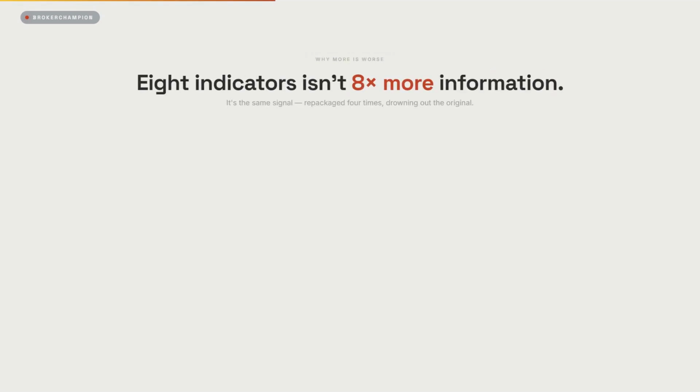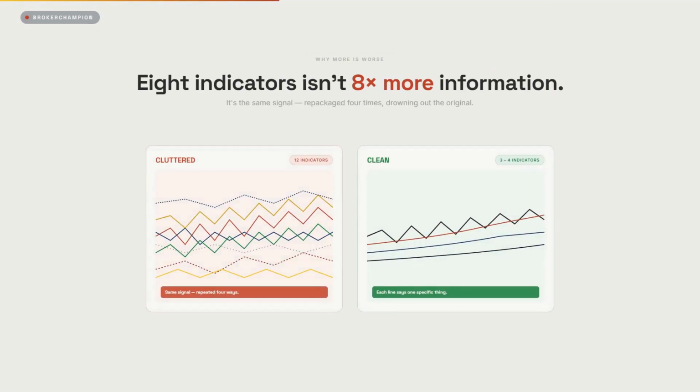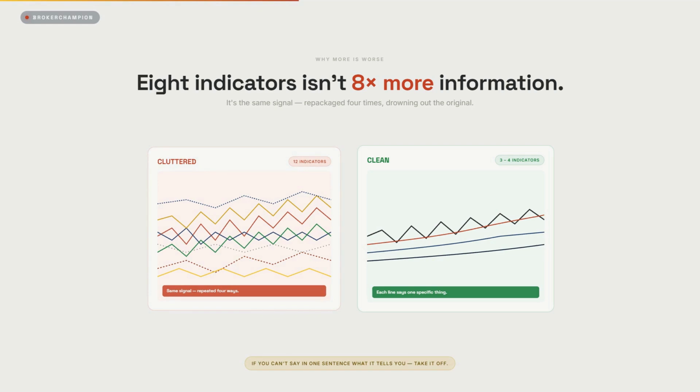That's the entire list. Here's the mechanism behind why more is worse. Most indicators are derivatives of price and volume, just rearranged. So an 8 indicator chart isn't 8 times more informative. It's the same signal repackaged 4 times, drowning out the original. If you can't say in one sentence what an indicator on your chart is telling you, take it off.